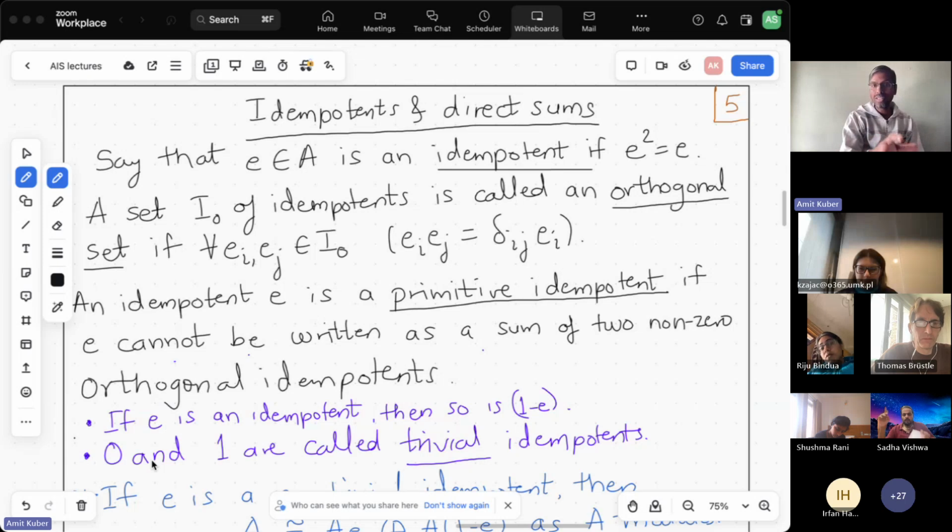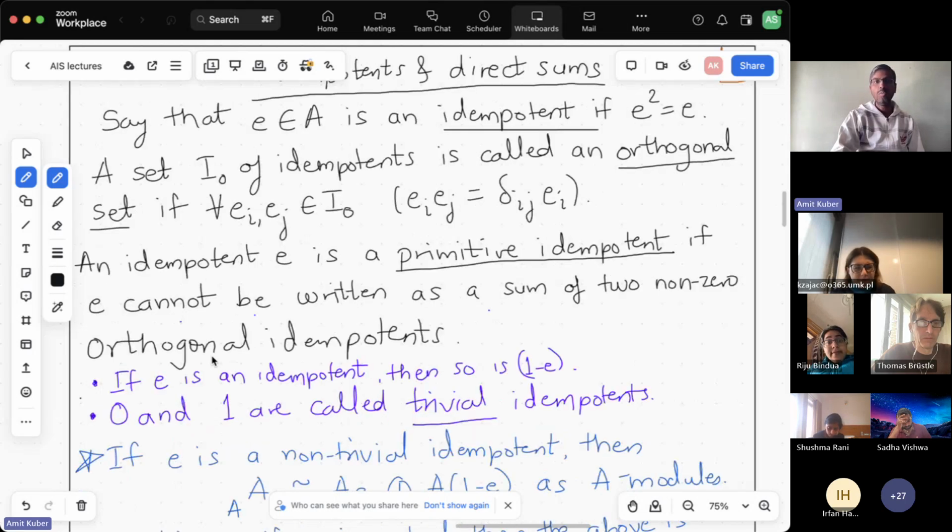And why are we doing this? We are doing this all because the lazy paths are actually idempotents. In fact, they are primitive idempotents. And they are clearly orthogonal to each other: e_i multiplied by e_j is 0 if i is not equal to j.